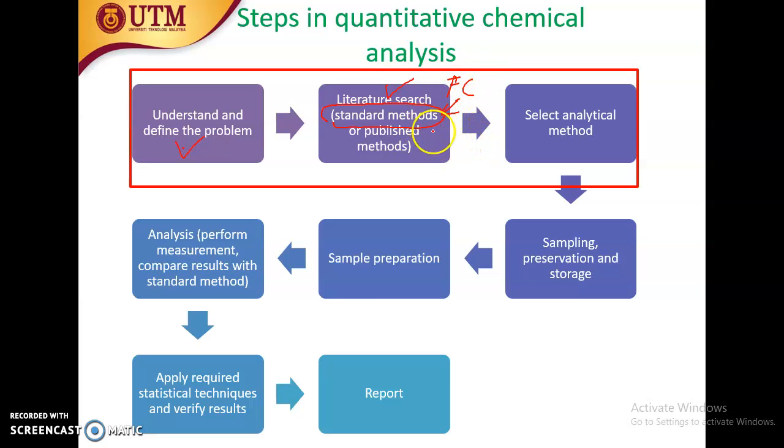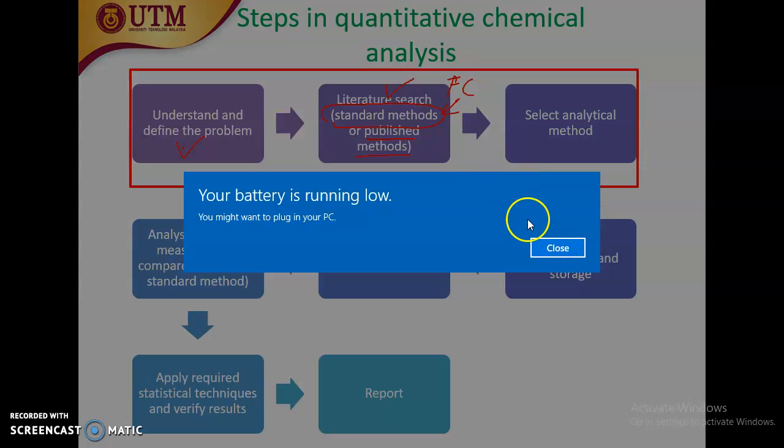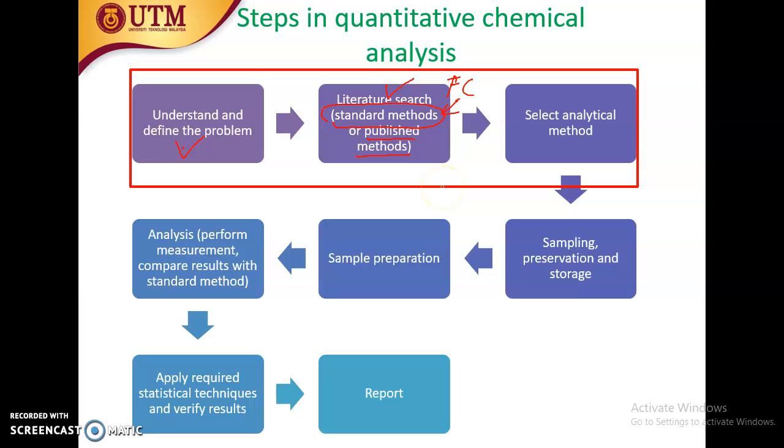If you don't have standard method, then you can go towards published methods. What are published methods? Methods that are published by researchers all over the world, that has been validated. Okay, and some of them have been widely accepted around the world, but it's not been standardized into a certain regulation. Okay, but it is commonly used. That's what we call published method.